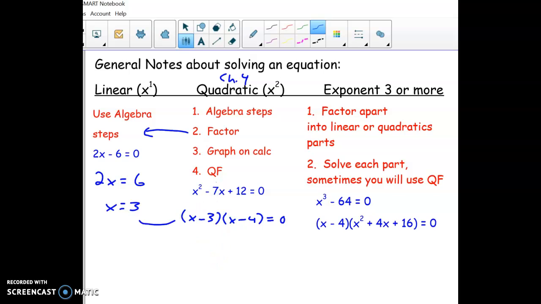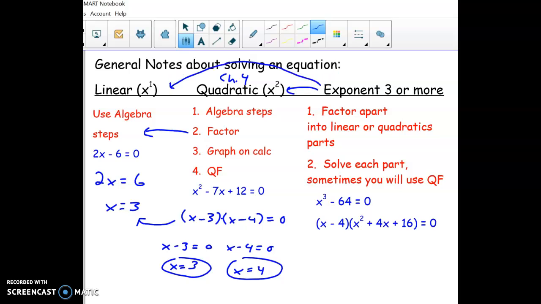So what we actually did is we made that into 2 linear problems, right? At this point, if we set the two things to 0, x minus 3 equals 0, x minus 4 equals 0, that's actually 2 linear problems, right? And so we can solve them with our algebra steps to get 3 and 4. Okay, and so with an exponent of 3 or more, we just want to break it down into either x squared or x to the first, right? Because we already know how to solve x to the first with our algebra steps, and we already know how to solve x squared with all these different methods. So, in a previous lesson, we did an x cubed minus 64, and that's the cube minus cube case. We talked about how it factors to this, which is now a linear part.